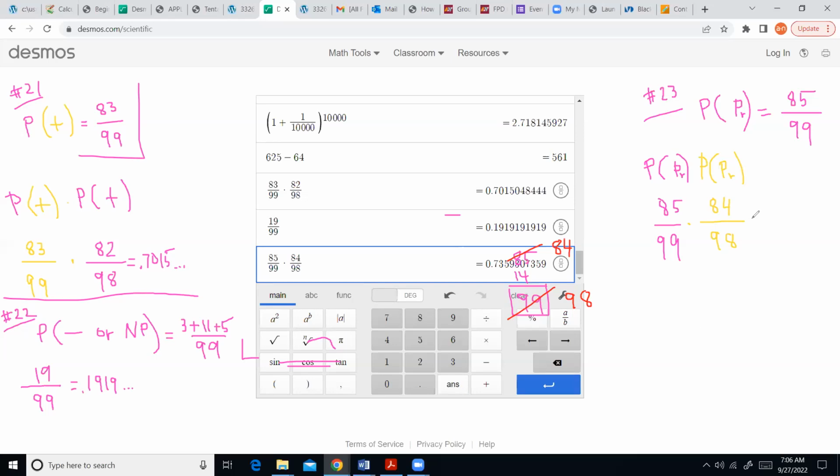Okay, so there is some answer. I put it down: 0.7359 dot, dot, dot, 8. Just put dot, dot, dot. So this way you don't have to round. So I put a few digits, and that should be good enough.